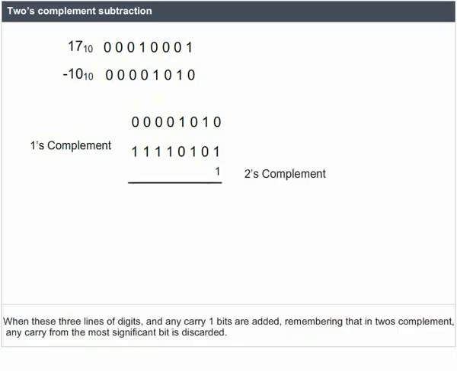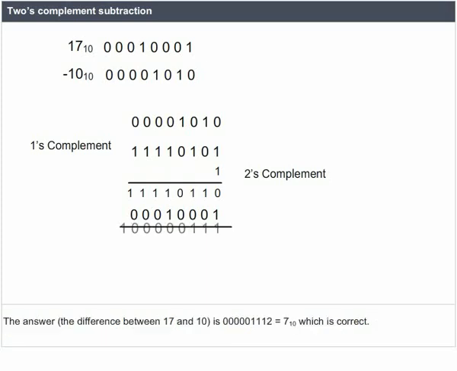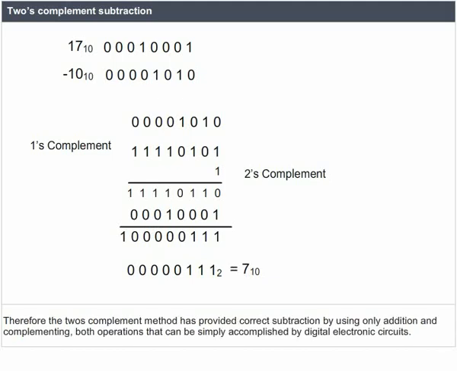When these three lines of digits and any carry 1 bits are added, remembering that in 2's complement any carry from the most significant bit is discarded, the answer, the difference between 17 and 10, is 00000111 to the base 2, which is equal to 7 to the base 10, which is correct. Therefore, the 2's complement method has provided correct subtraction by using only addition and complementing, both operations that can be simply accomplished by digital electronic circuits.